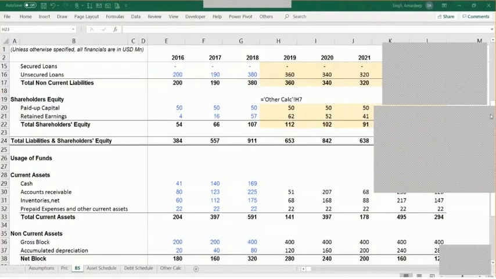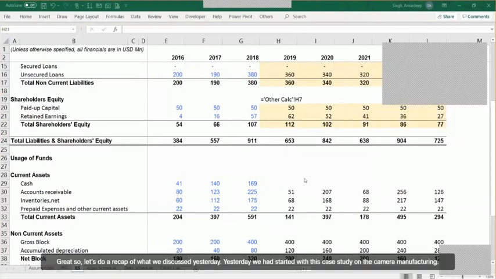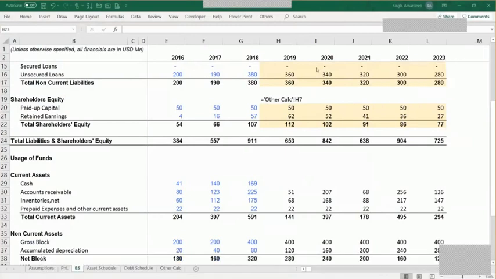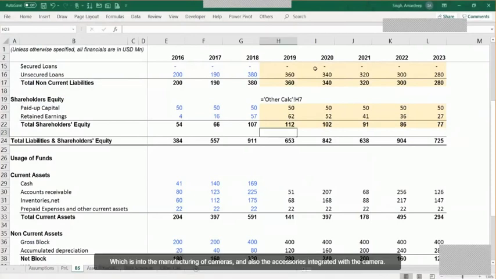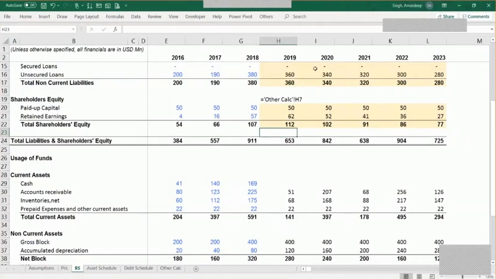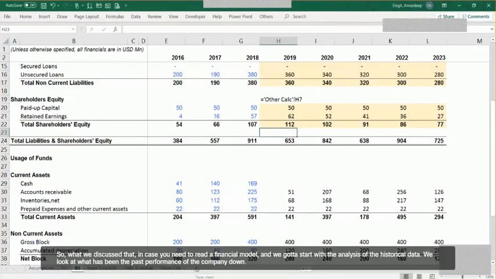Great. So let's do a recap of what we discussed yesterday. Yesterday we had started off with this case study on the camera manufacturing company model, which is into the manufacturing of cameras and also the accessories related to the cameras. So what we discussed is that in case you need to create a financial model, then we start with the analysis of the historical data.